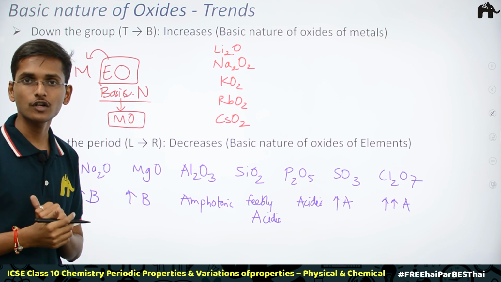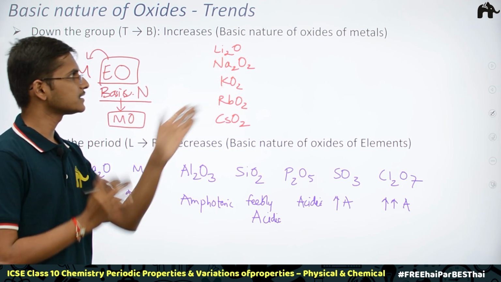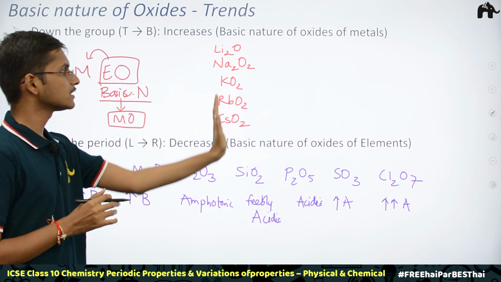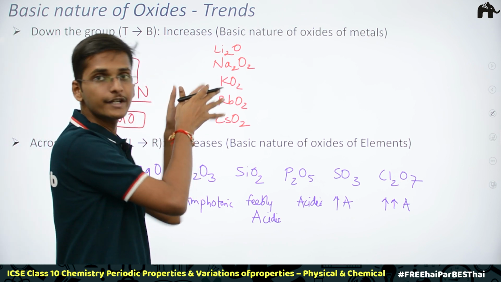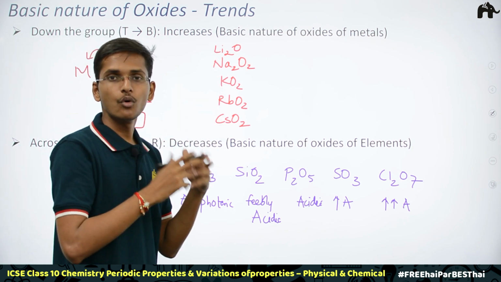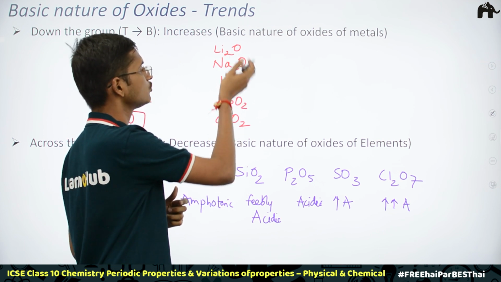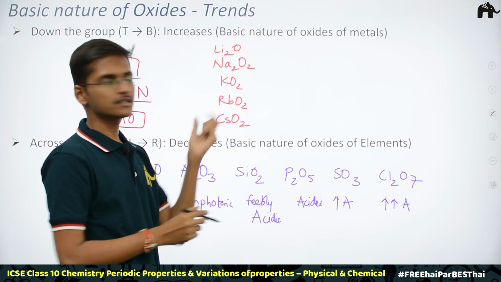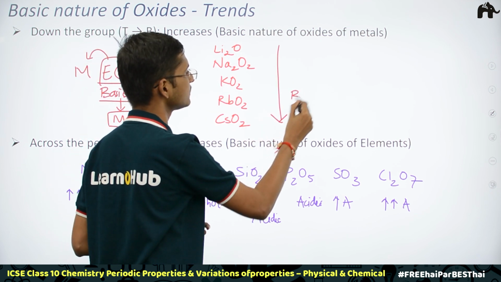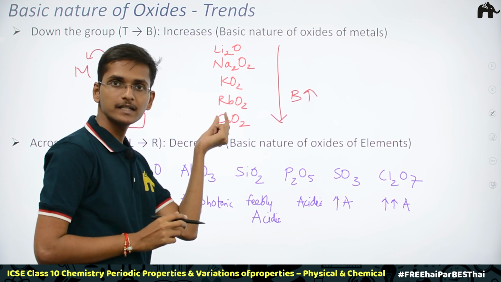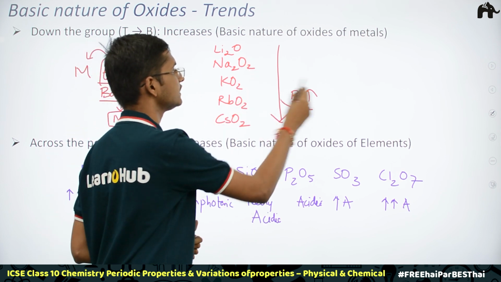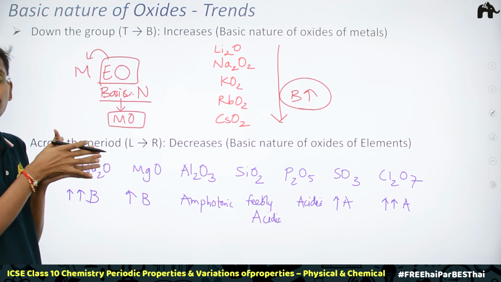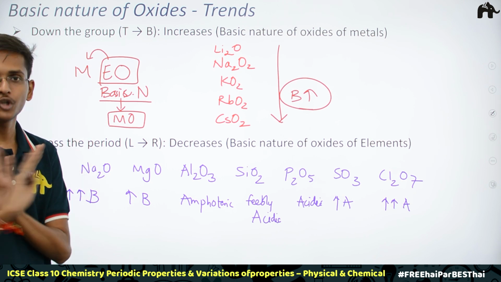Now what happens to the basic nature of the oxide of a metal? Here we can understand this with the help of an example. I have taken the example of group 1 metals. When we are moving down the group, their oxides are found to be more and more basic in nature. Na2O2 is more basic than Li2O, KO2 is more basic than both of these, RbO2 is more basic than this. So the basic nature of the oxides of the metals down the group is increasing. Very simple. And now we will see the trend of basic nature of oxides of elements, not metals here.